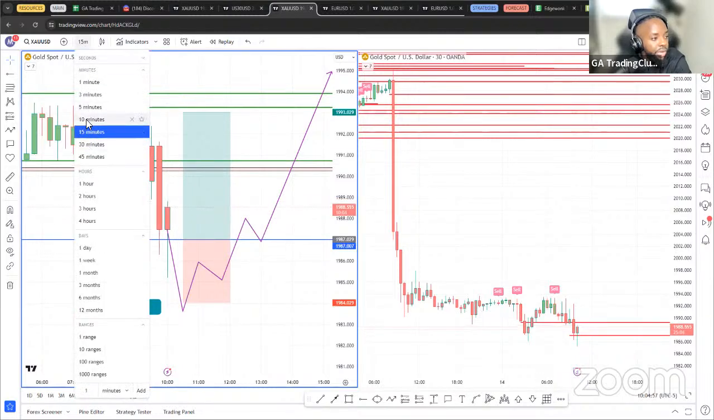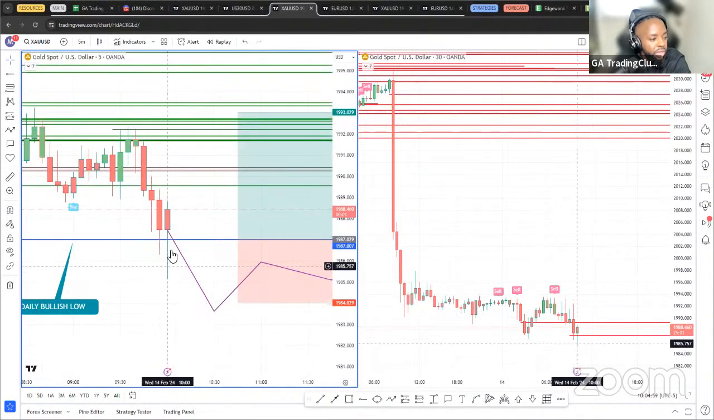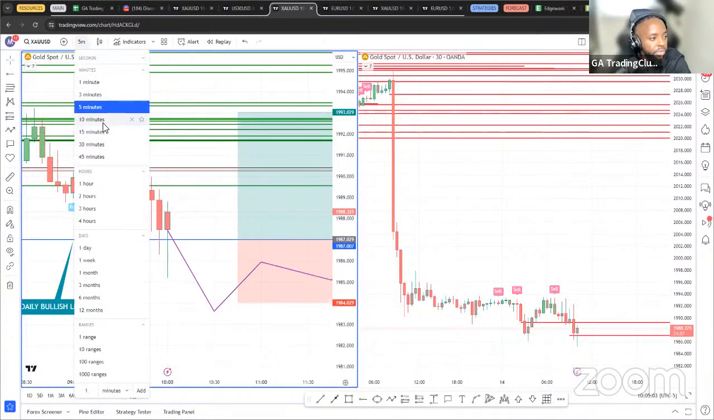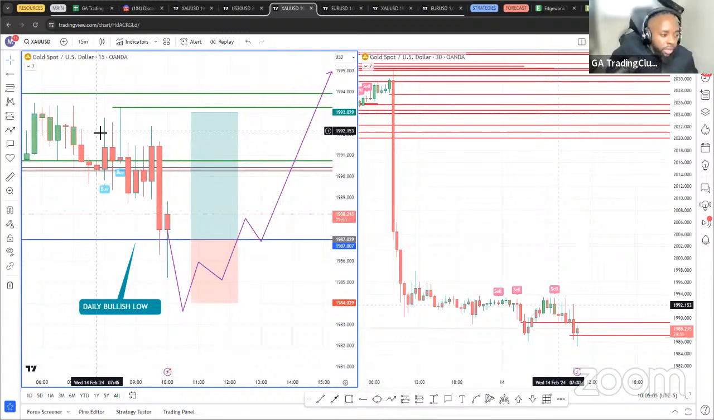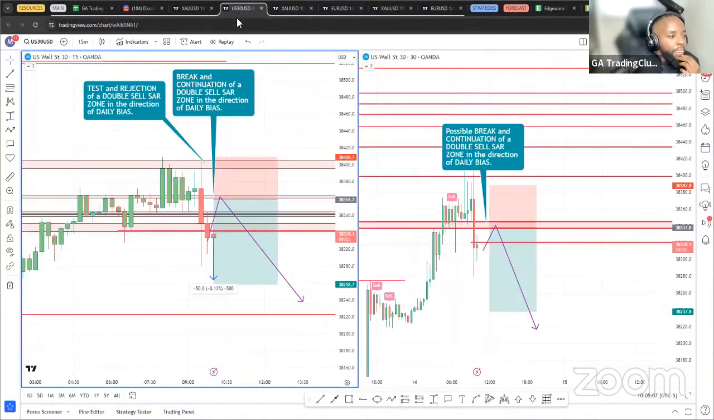Now, on the 5 minute, we probably will start seeing those higher highs. So not yet on the 5 minute time frame. So just patience.